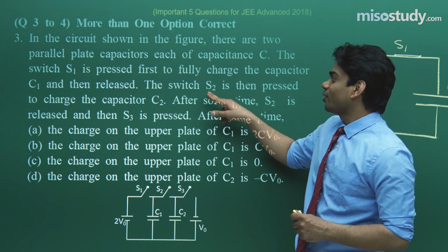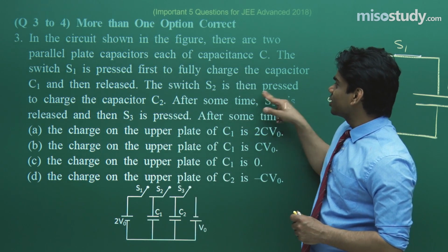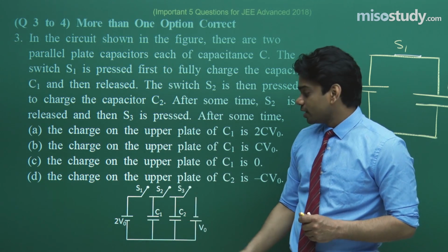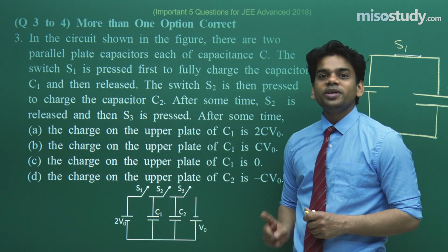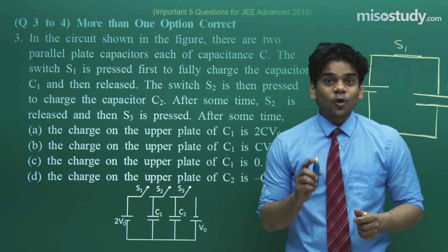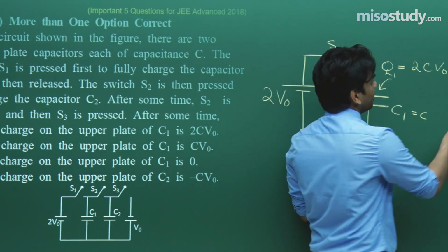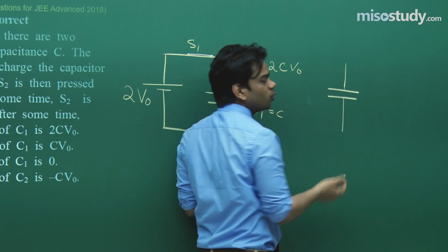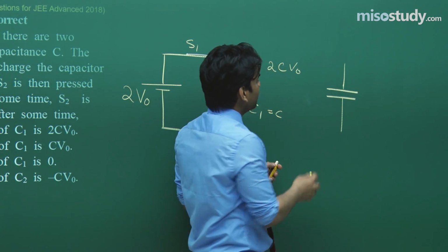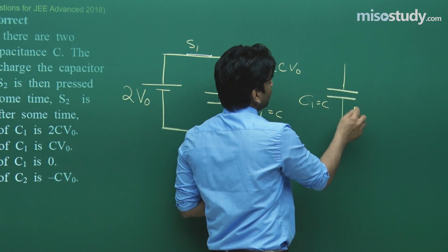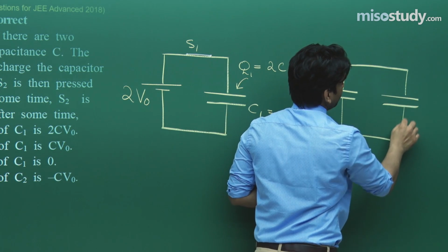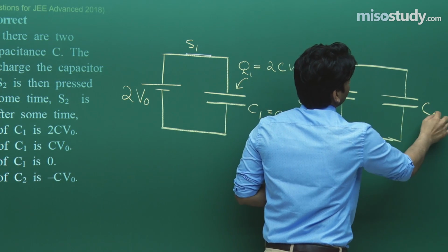Now you see what we are going to do. The switch S2 is then pressed to charge the capacitor C2. When you press S2, that means C1 and C2 will be in connection. And we know what to do when capacitors are connected in this way. When switch S2 is pressed, C1 will not be connected to the cell of EMF 2V0. C1 is equal to C, and C2 is equal to C.